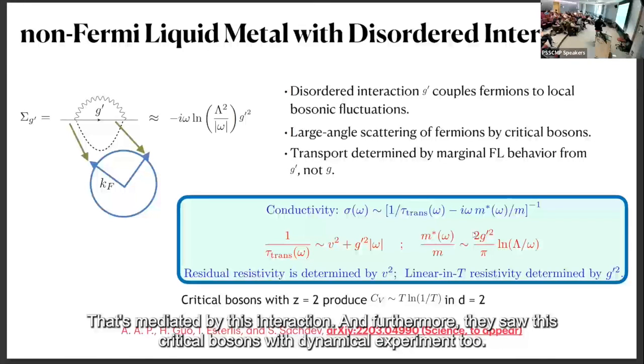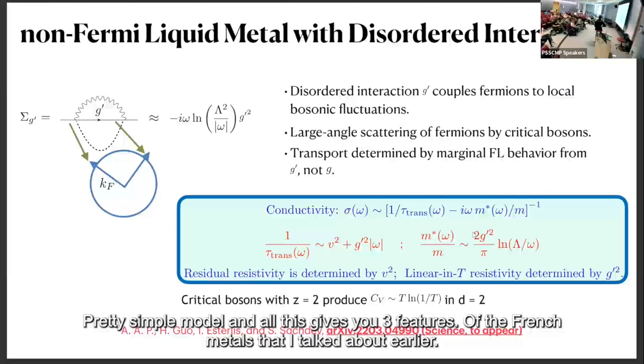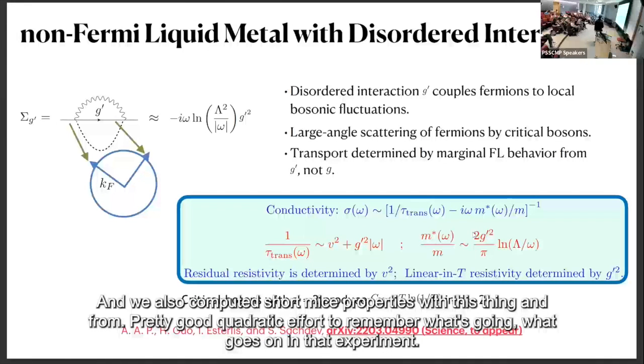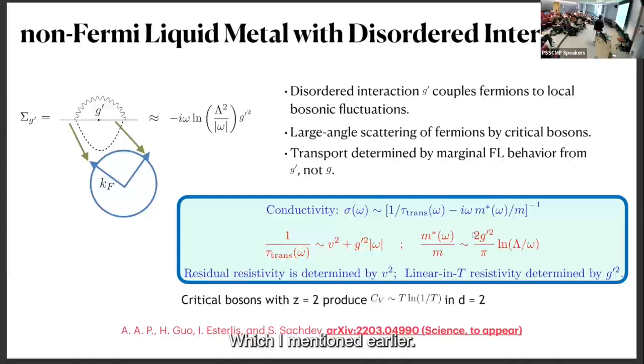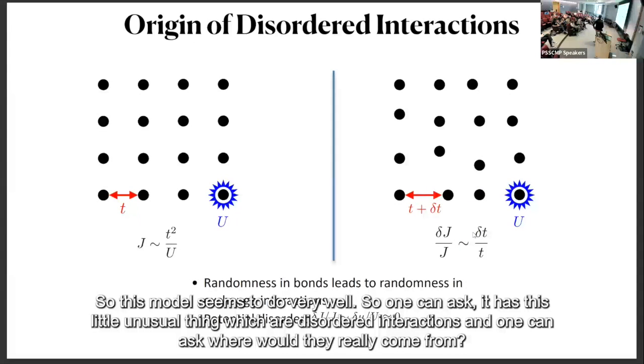And furthermore, these critical bosons with dynamical exponent 2 also produce a T log T specific heat in 2 dimensions. So this very simple model now just gives you 3 features of the strange metals that I talked about earlier. And we also computed shot noise properties with this, and found pretty good qualitative agreement with what goes on in that experiment, which I mentioned earlier. So this model seems to do very well.